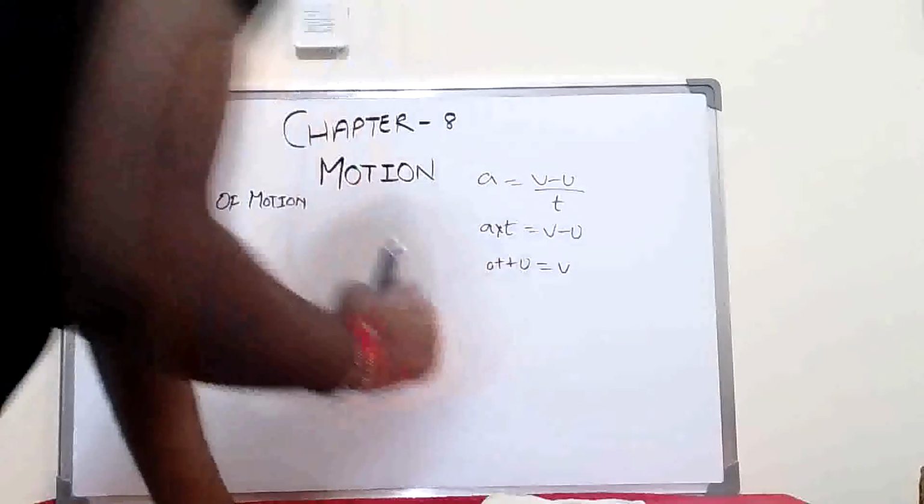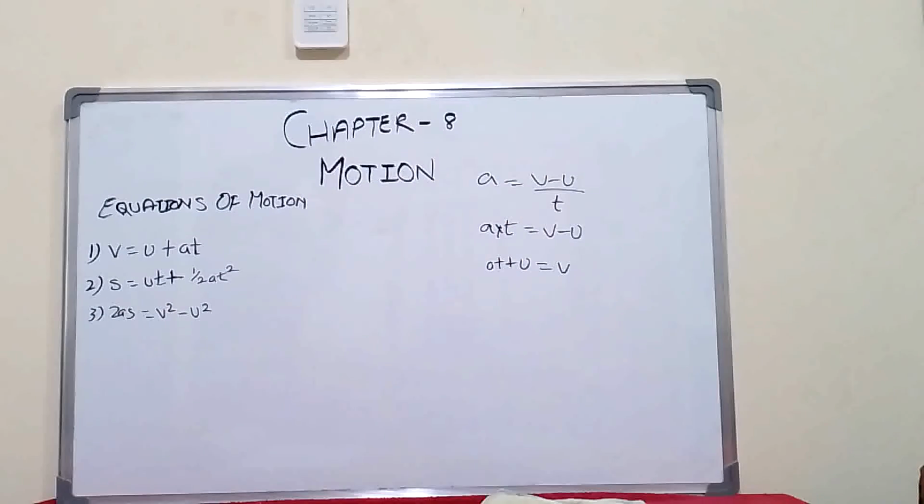So here we just took the formula that we use for finding acceleration, that is final velocity minus initial velocity by time. So when we take time to the other side, it becomes a into time equals to final velocity minus initial velocity, and if we take initial velocity to the other side, it will be a t plus u equals to v, which is the formula that is given to us.